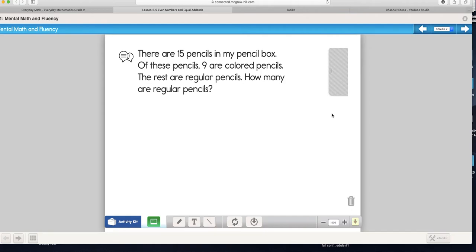There are 15 pencils in my pencil box. Of these pencils, 9 are colored pencils. The rest are regular pencils. How many are regular pencils? Solve this one on your dry erase board. Hold it up in the air. I want to see how you choose to solve it because there's a bunch of different ways that you can solve this one. I want you to show the math problem that you would choose to solve this one.